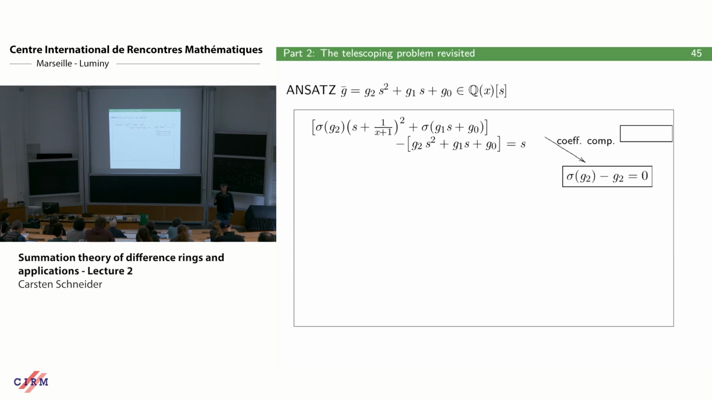Doing coefficient comparison, again, I know the constants are just the rational numbers. Therefore, G2 is a constant. I don't know which one, but it's a rational number. So I call this now C because it tells me it's a constant. It's an unknown, but I know I have some information. It's a constant. I plug it back. Since this is a constant, I can evaluate it. Sigma of C is C.